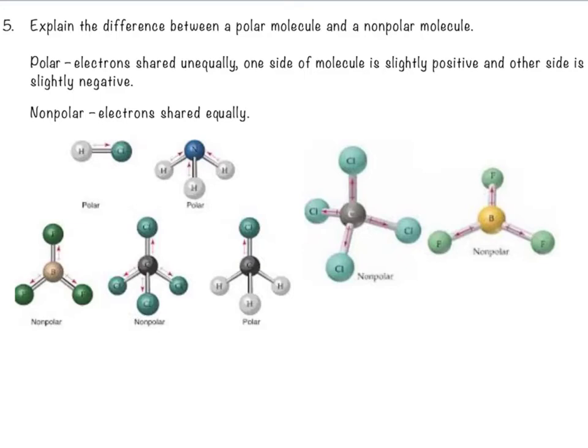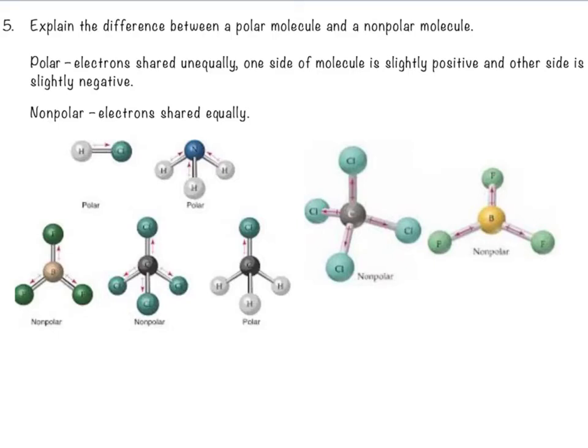We haven't gotten into a lot of geometric shape stuff yet, but generally just know polar, the electrons are shared unequally, which means like in a water molecule, the oxygen has a stronger attraction, therefore it becomes slightly negative. The remaining hydrogens are slightly positive. If you have something that is nonpolar, they are generally shared equally.